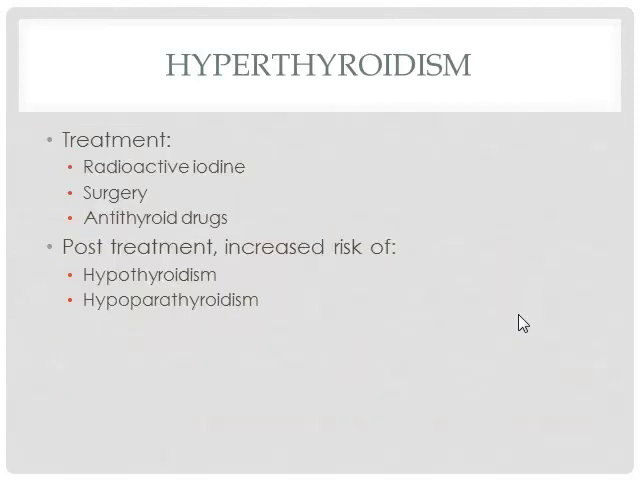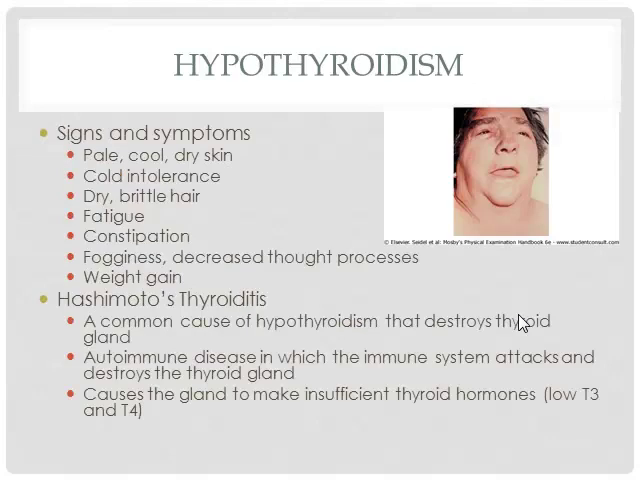The treatment for hyperthyroidism is usually radioactive iodine. They may have surgery, or they might be on anti-thyroid drugs. Post-treatment, because of the change that occurs after the treatment, they might have drastic fluctuations and result in hypothyroidism or hypoparathyroidism. Hypothyroidism is very common compared to hyperthyroidism.